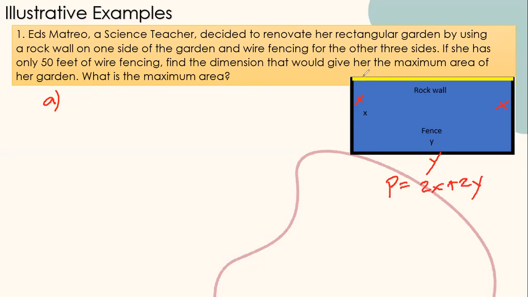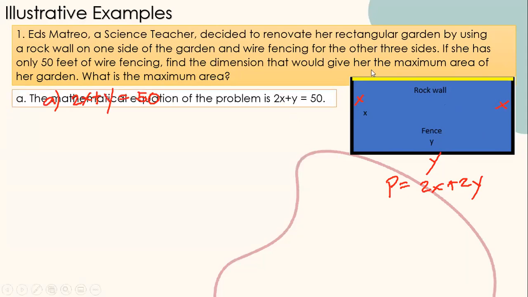But since wala sa isang side ni y, so that is 2x plus y only. That must be equal to 50. Ayan. So, para mapagkasya niya yung 50. Okay? So, the mathematical equation of the problem is 2x plus y is equal to 50.